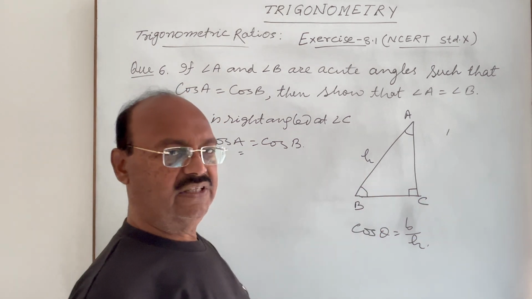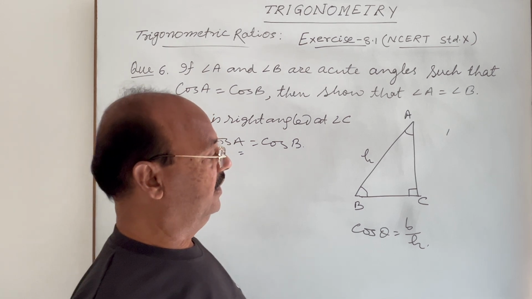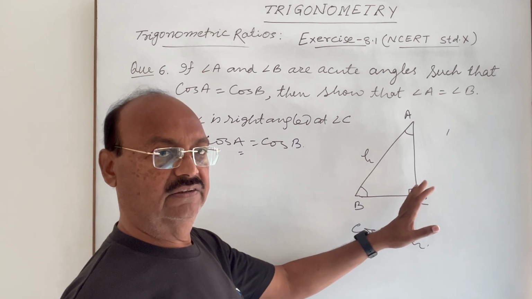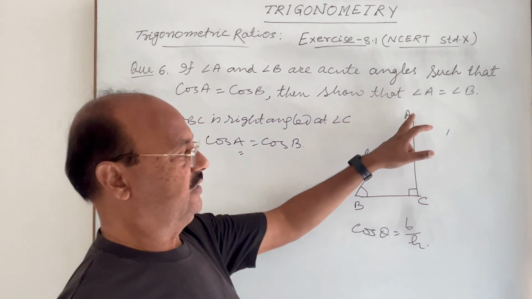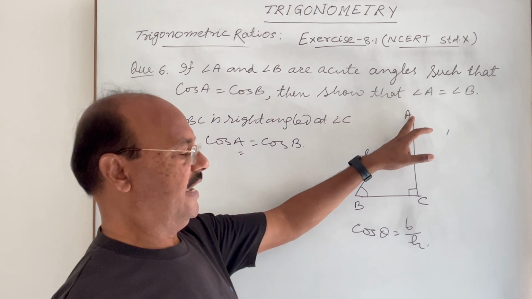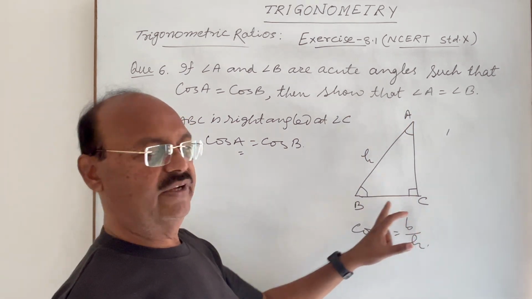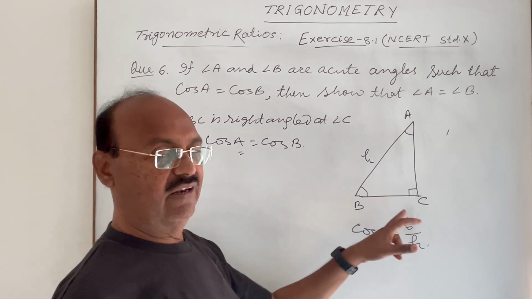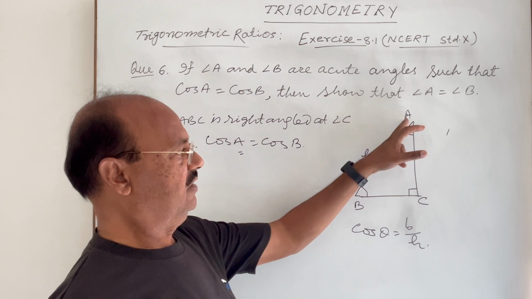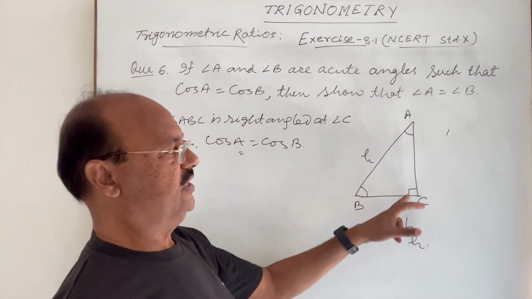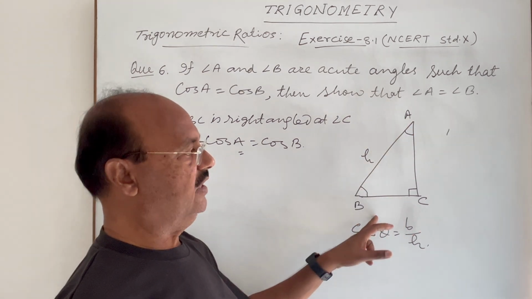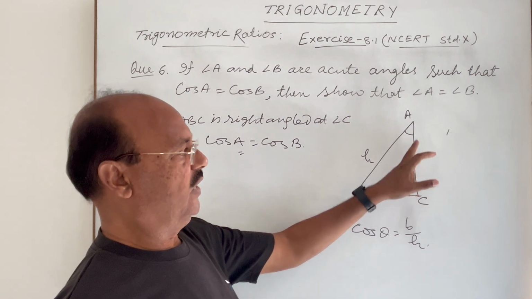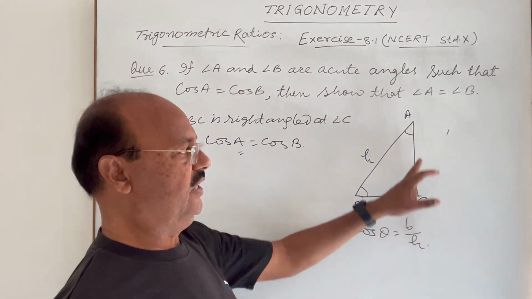And which side is base? Don't think that a vertical line is always perpendicular, not like that. In this case, with respect to angle A, the side opposite to this angle is perpendicular. Don't think that a horizontal line will always be the base. No. So here side BC, which is opposite to angle A, is perpendicular. So this side is base. The side passing through this particular angle A will be base.